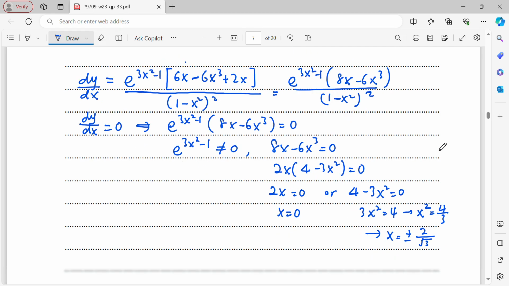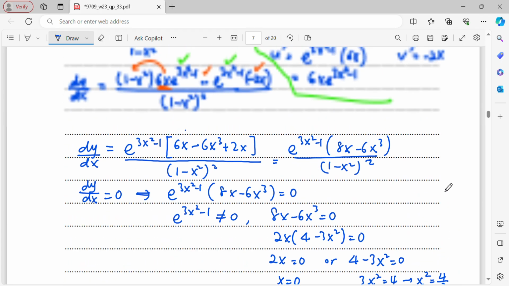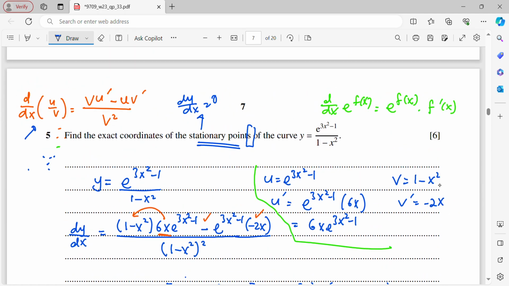So you can leave your answer in this form, or if you do not prefer square root in the denominator, just times square root 3, then over square root 3. Then you will be getting plus minus 2 square root 3 over 3. So these are the x values. But then when you look at the question, it's mentioned exact coordinates of the stationary points. Means now we need to find the y. So you have to substitute the x values that you have found into the curve equation, which is this y.